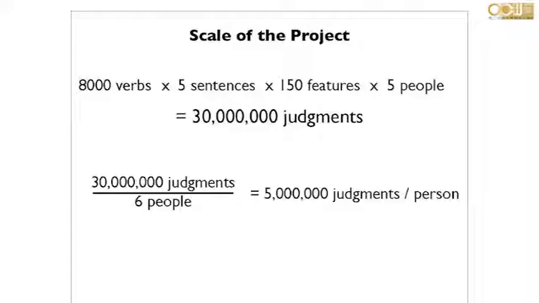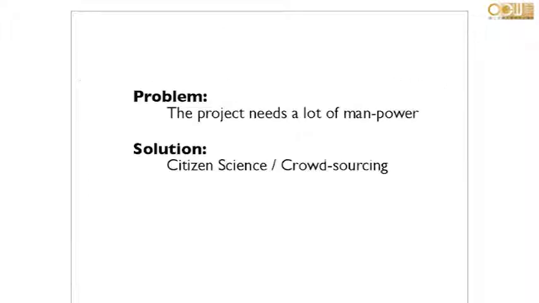And then I said we're going to need multiple people per question. So this is obviously way too much work for just me and my students. If we had 6 people, it's 5 million judgments per person. Figure you can do maybe, let's say you could do 1,000 in an hour, which you can't. That would still be 5,000 hours, which is a long time. Most of us have other things to do, so we would like to speed this up a little bit. So the problem is we need a lot of manpower.